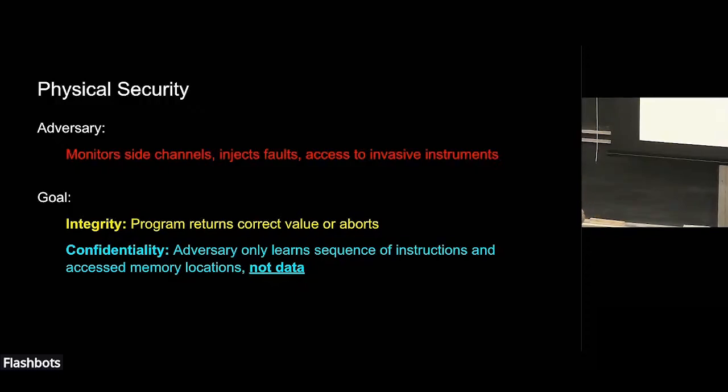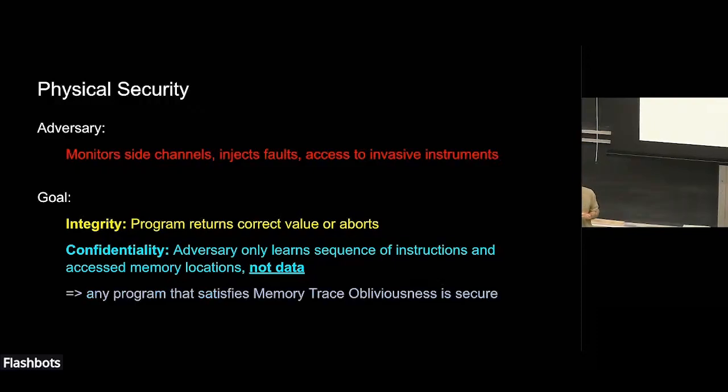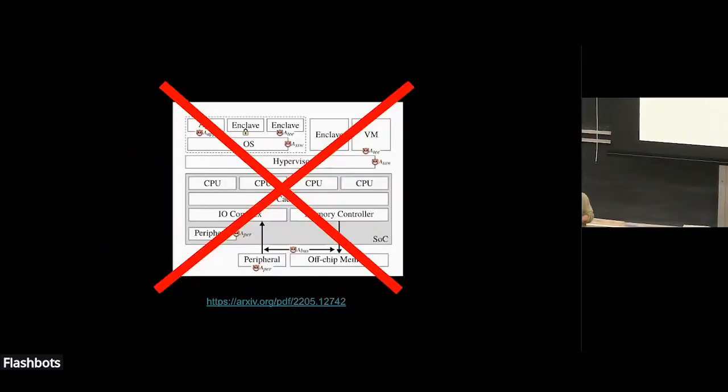And one thing we can target is if the adversary only learns a sequence of instructions that are being executed and maybe the memory locations that are being accessed, but doesn't learn any of the data that is being operated over. What this implies is that if any software program satisfies memory trace obliviousness, then it should be secure. And Elaine will talk about that after this, so I won't elaborate, but that's a useful pointer, I think.